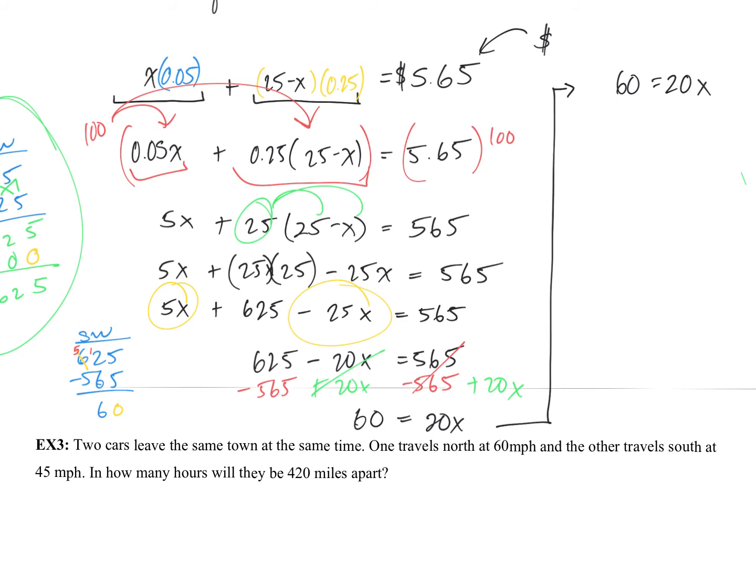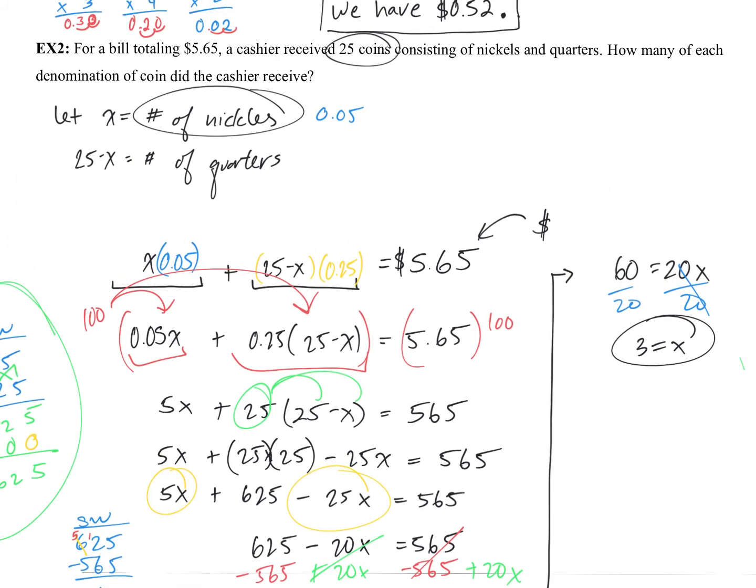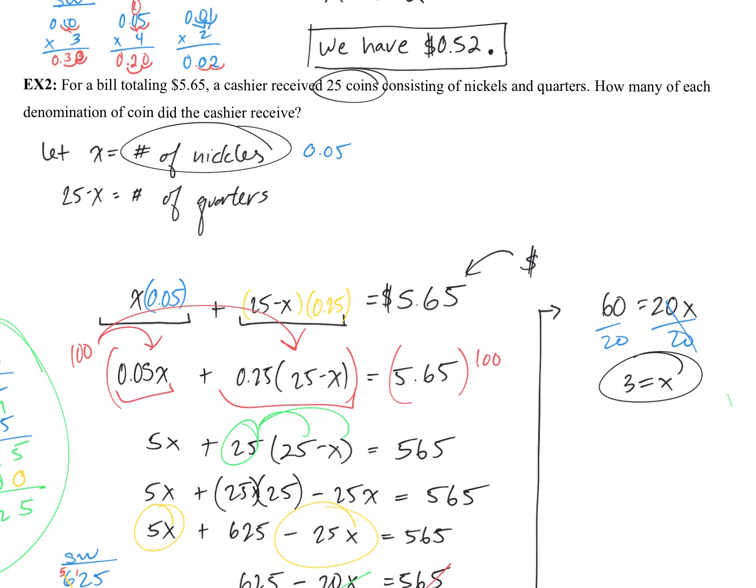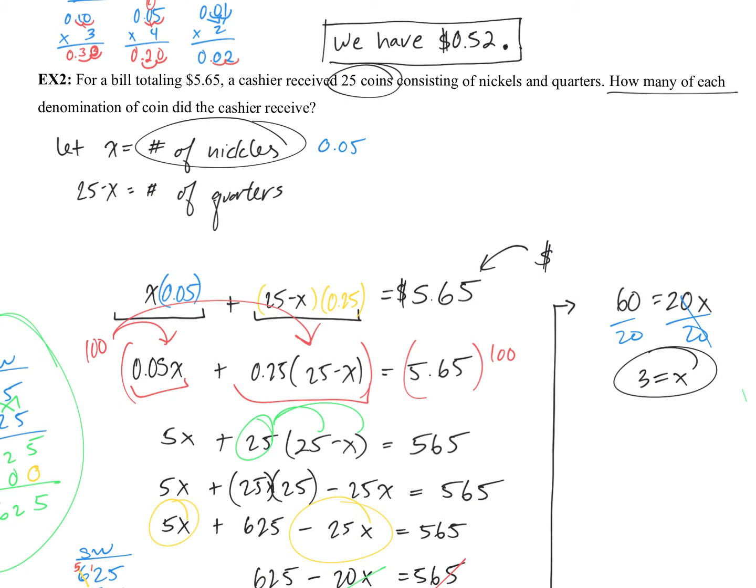Alright, dividing both sides by 20 to get that x by itself, we'll end up with 3 equals x. Awesome! Okay, what was our question? It was how many of each denomination did the cashier receive? Well, we knew x was the number of nickels, so we received 3 nickels.